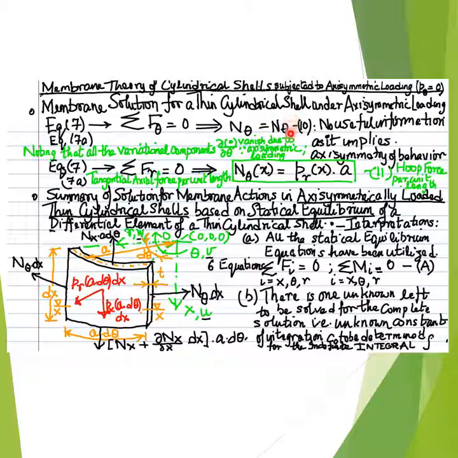between n theta and itself as expressed by equation number 10, which at first appearance does not seem to offer any additional useful information, since equation number 10, or the equality presented by equation number 10, simply implies the axisymmetry of the structural behavior of the thin cylindrical shell subjected to axisymmetric loading.